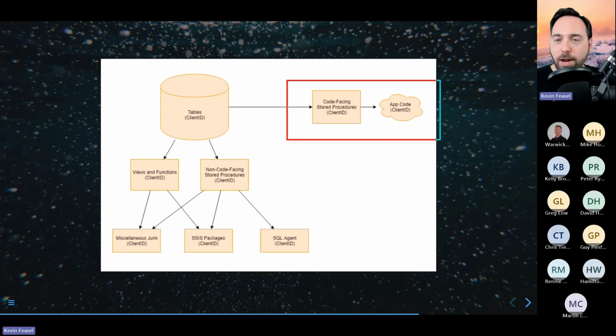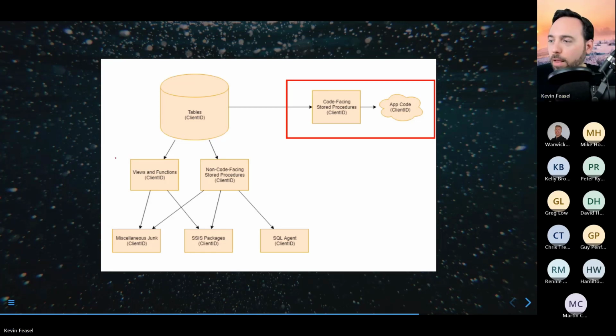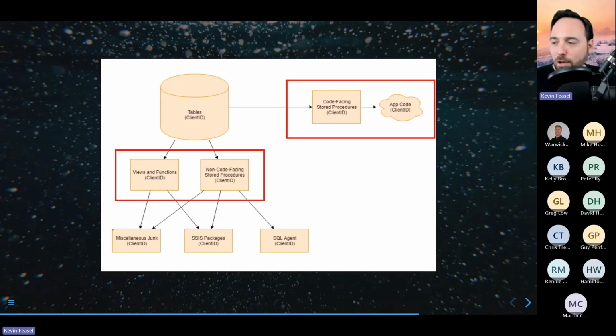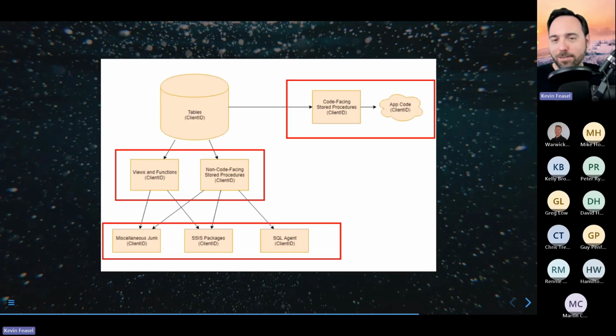So we have our tables, we have our stored procedures that were facing code. This actually was a saving grace. Application code only used stored procedures, except where it didn't. But almost always used stored procedures. We had views and functions. We had stored procedures that didn't face the code. We had some SSIS packages, SQL agent jobs, and just some miscellaneous stuff, just stuff that was there.